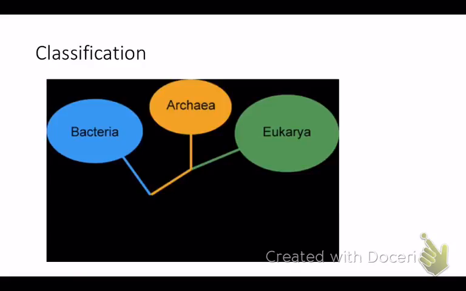All right, classification. There are 3 domains. You need to know the term domain. You can think of it as part of your address. So what country do you live in? That's not the same as your state, county, city, or street, right? So domain is the biggest category.